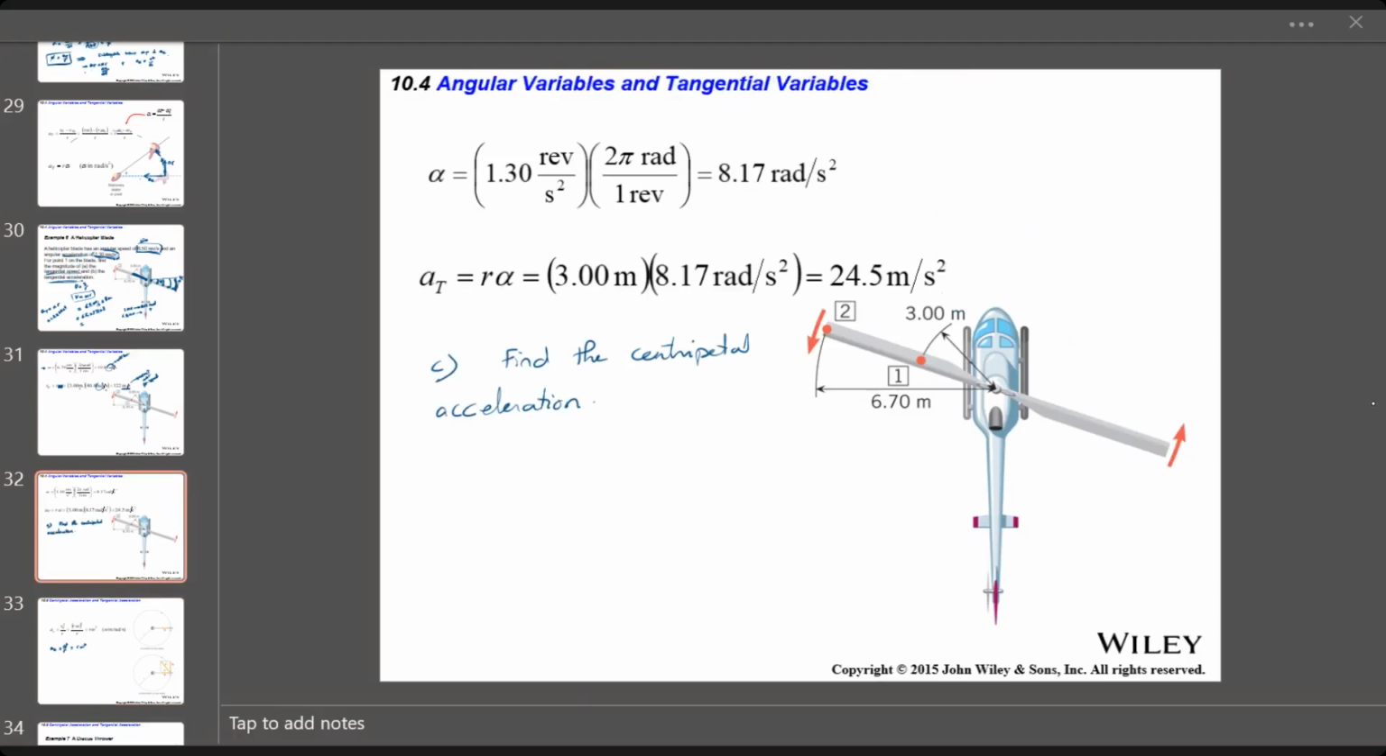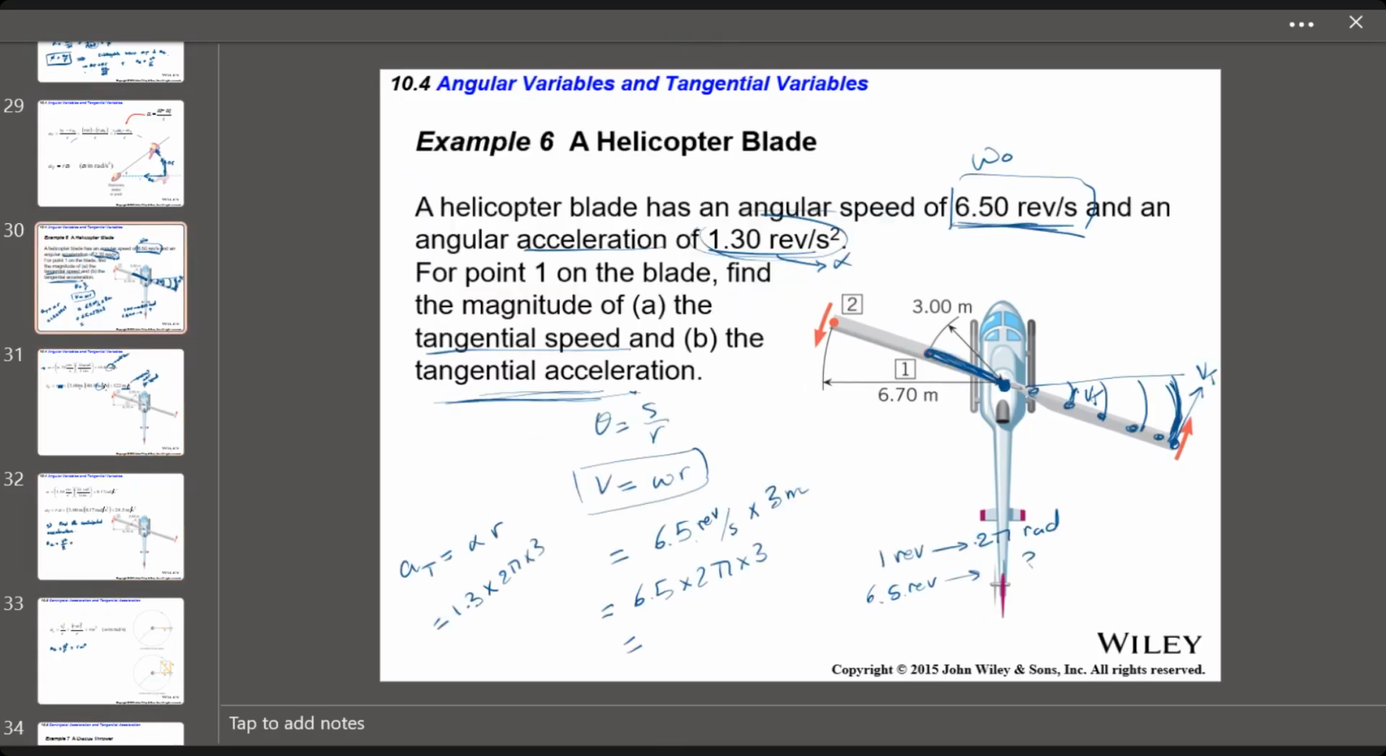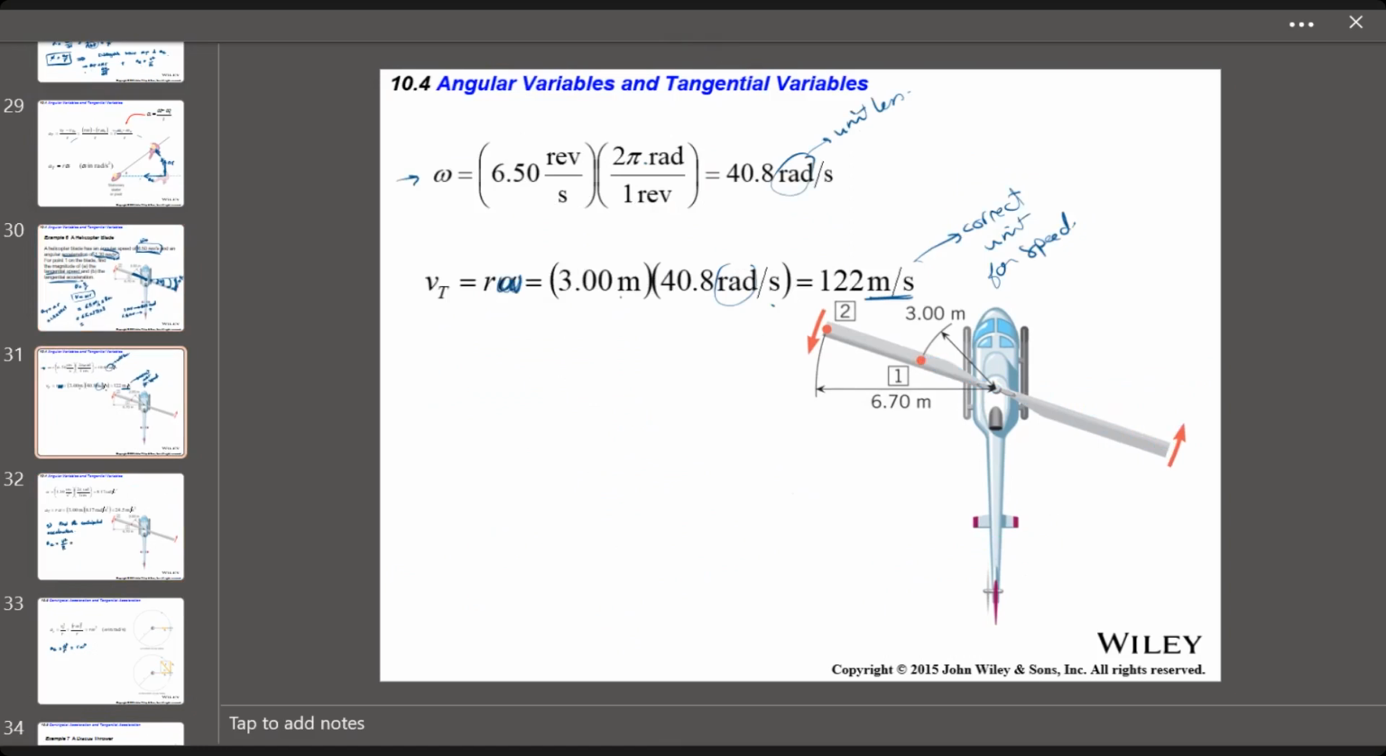Anthony, would you help us? Anthony Haddad. Yeah, Professor. We use the equation for centripetal acceleration, v squared over r. What is r in this question? We're studying point 1. So we use it everywhere. It is 3 meters, all right? Yeah. So this is 3 meters. And what do I substitute for v? R omega.